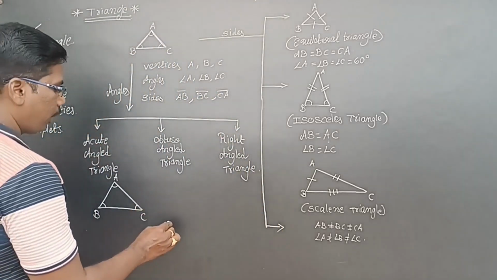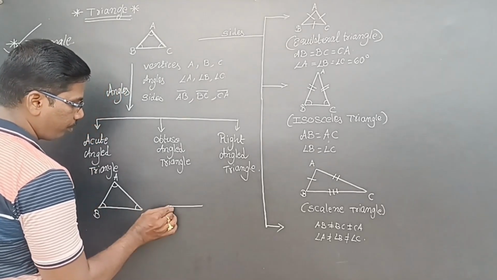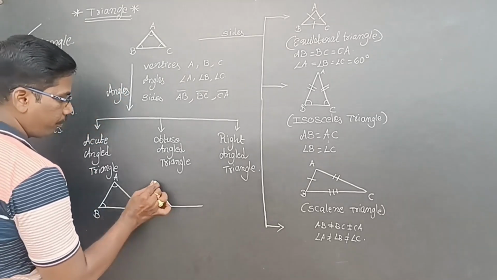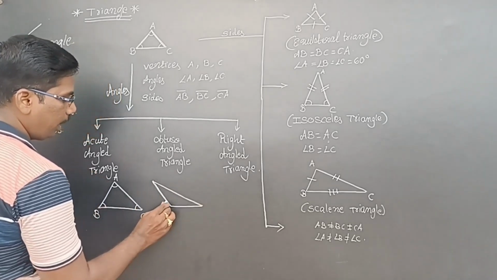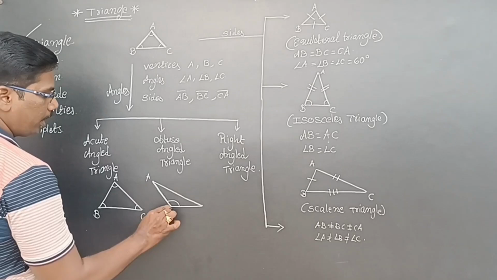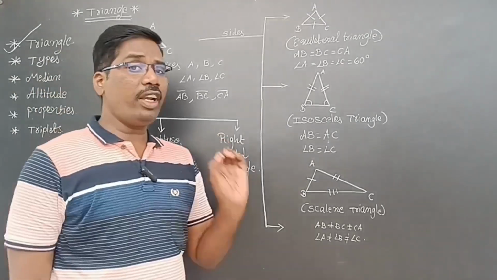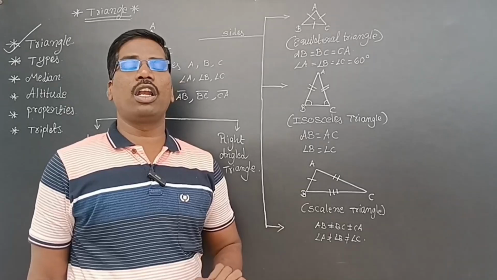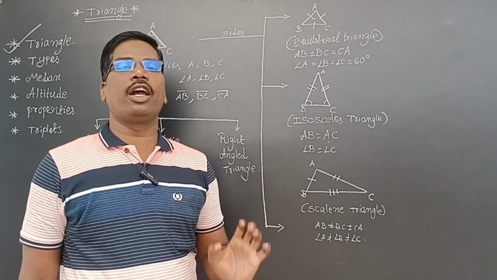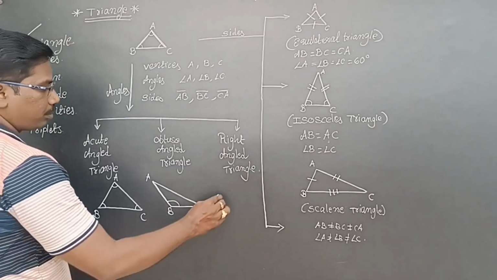Next, here you see. Only one angle is an obtuse angle. A triangle in which one angle is an obtuse angle, then the triangle is called obtuse angled triangle. Next.